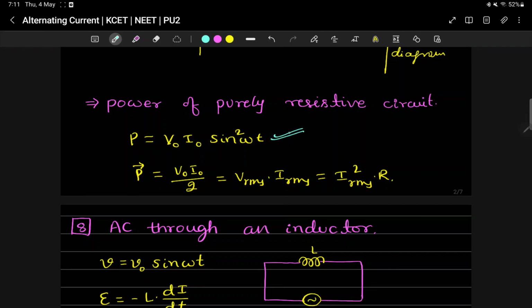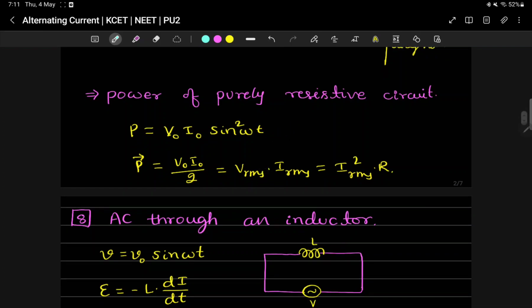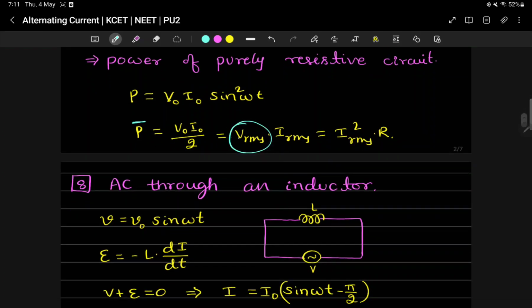So in the derivation you get this. The instantaneous value of power is given by V naught into I naught sin square omega t, and if you take the average value for a complete cycle, you get I square R. Or you can consider it as I RMS into V RMS, that is equal to I RMS square into R, because V is equal to IR. If you substitute that, you will get this.